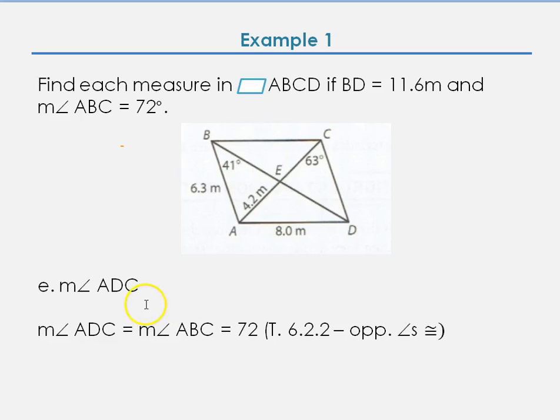We have another angle measure to find, and that's ADC. Now, we know that ADC is opposite angle ABC, and ABC is 72. So ADC will be 72 degrees.